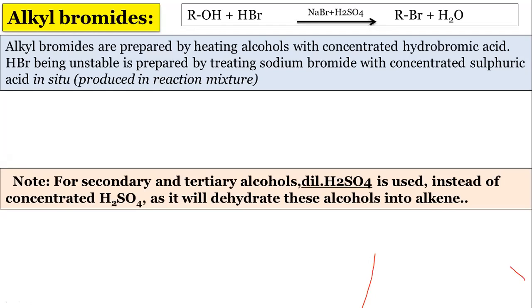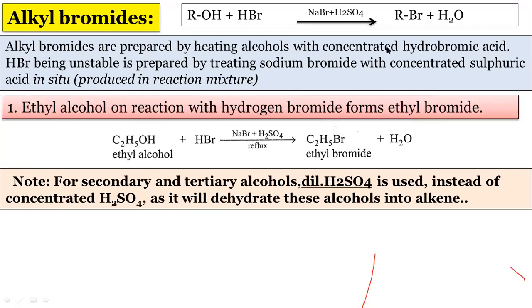So alkyl bromides are prepared by heating alcohols with concentrated hydrobromic acid, this is HBr. This being unstable, it is prepared by treating sodium bromide, NaBr, plus concentrated H2SO4 in situ. In situ means HBr is produced at the time of reaction mixture. At the time of reaction, it is prepared and then it reacts with OH, and we get the alkyl bromide.